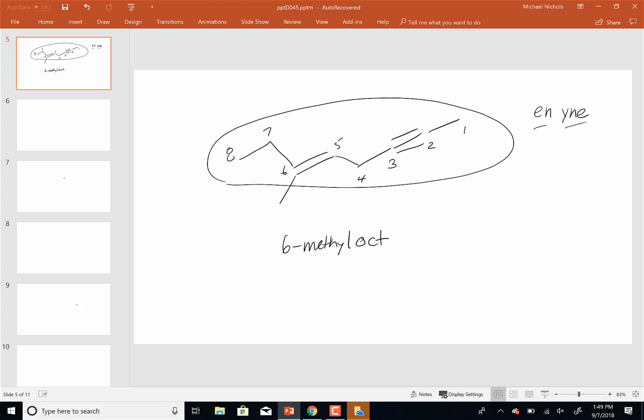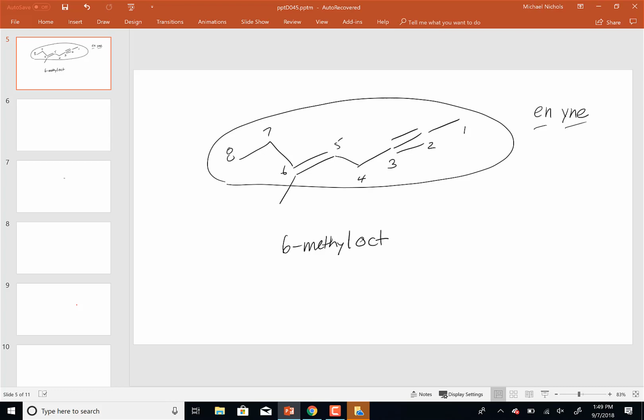So if it's a double and a triple bond, you number from the end closest to either the double bond or the triple bond, whichever one comes first. Okay. But then if it's tied, then you give the priority to the double bond, right? So only if it's tied. See, I don't understand this, but these are the rules.